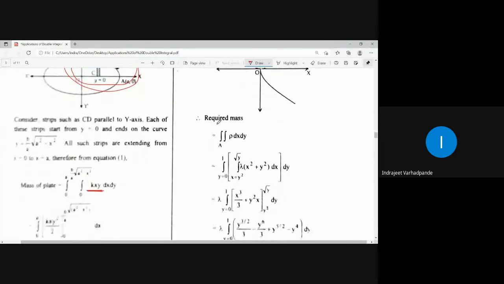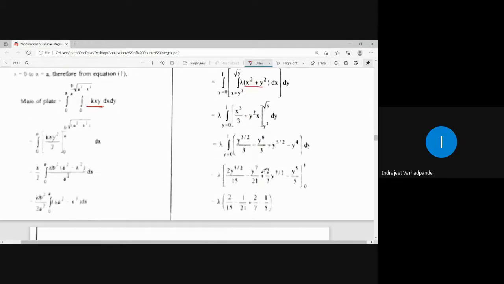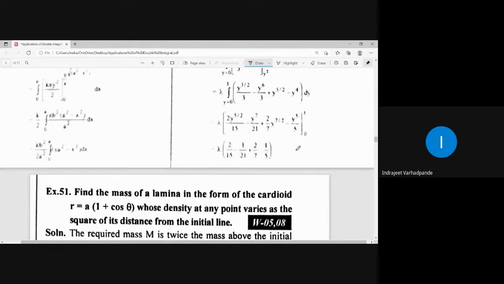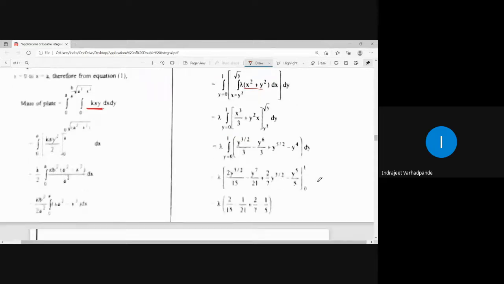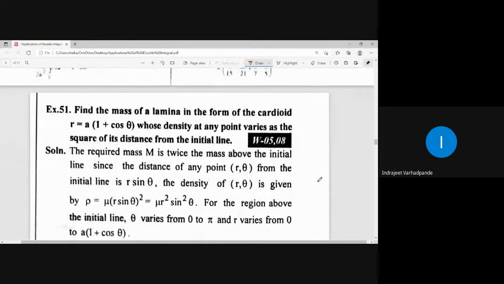Do the simplification. Required mass will be double integral over the region of rho dx dy. Get the limits of x, get the limits of y. Rho, that is density, is lambda into x square plus y square, dx dy. Integrate with respect to x, then integrate with respect to y. Simplify and get the answer. This will give you the final answer. So that is how the simplification can be done.